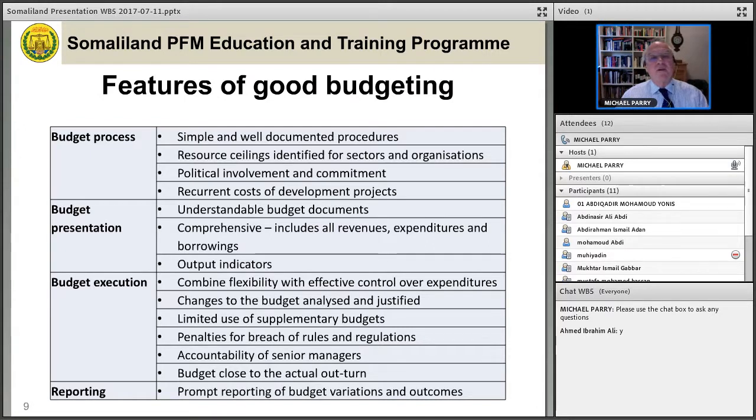And the third point is there should be political involvement and commitment. Sometimes budget preparation is regarded as a technical process and politicians keep out of it. It's actually of fundamental importance because it says how the money will be spent. And the last point is an important one, and one we'll again talk about more later in your studies.